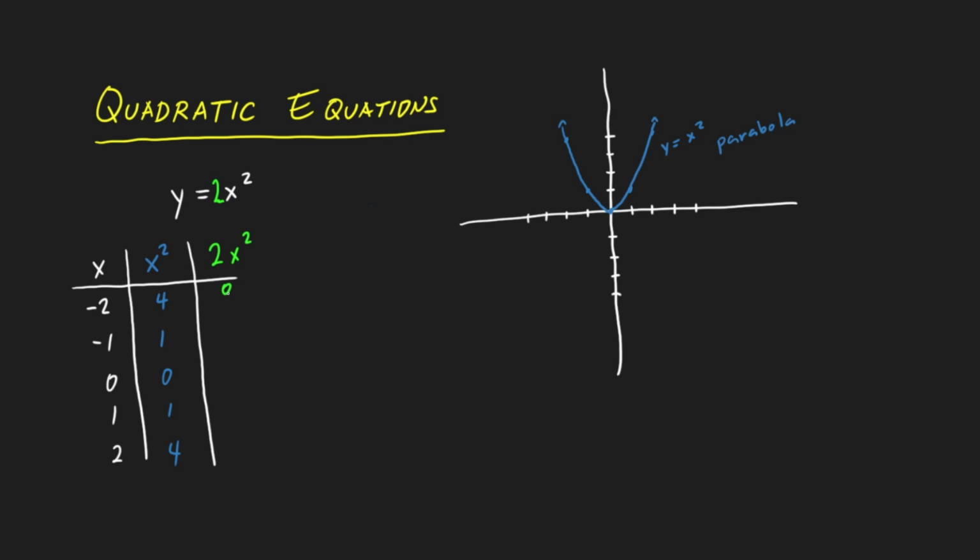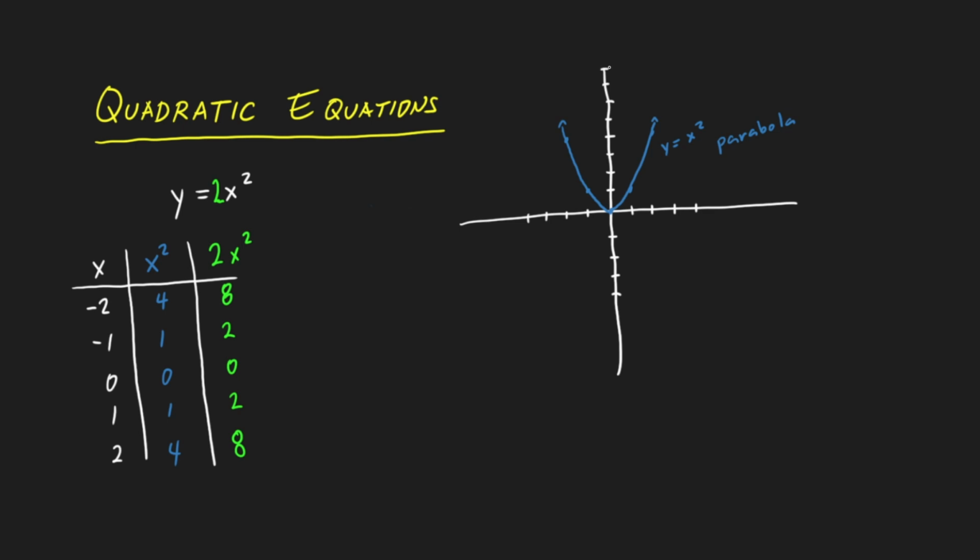So 4 becomes 8. Double of 4 is 8. Double of 1 is 2. Double of 0 is just 0. And then we just copy the values above. Okay? So we're going to graph that here. For -2, the value is 8, so it's going to be right here. Let me pick white, because I'm going to extend the tick marks on the axes.